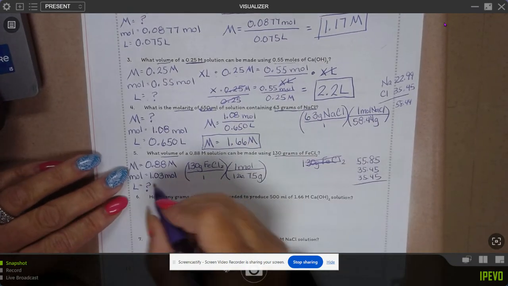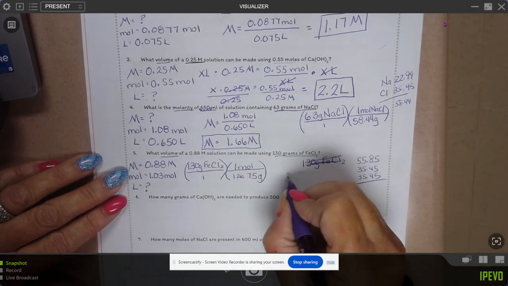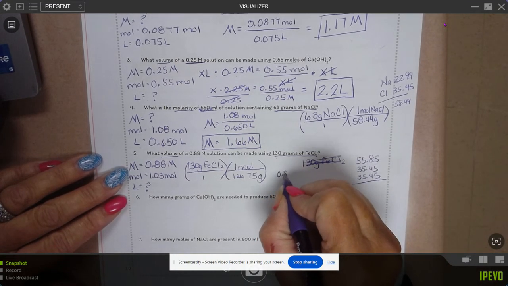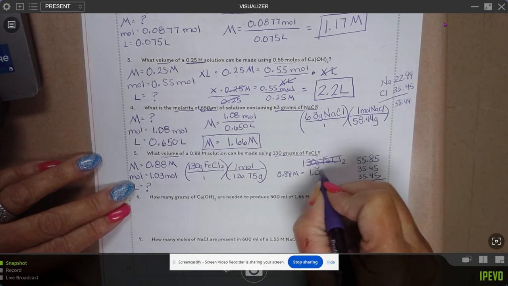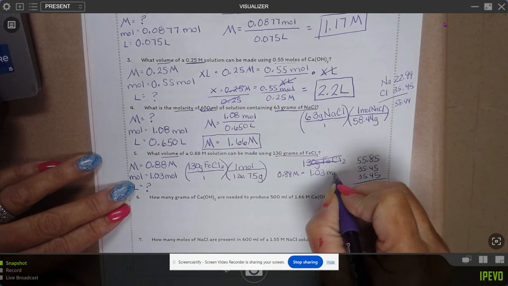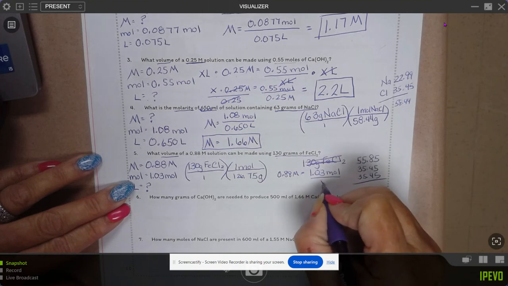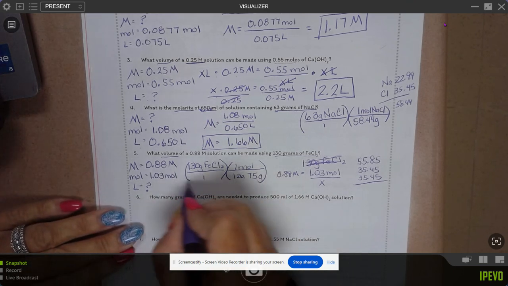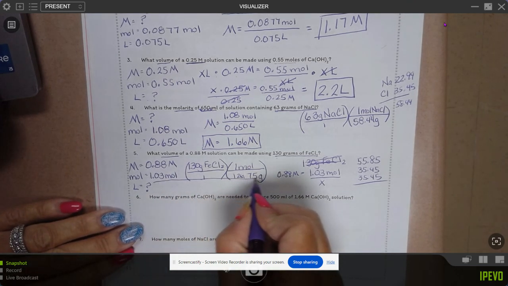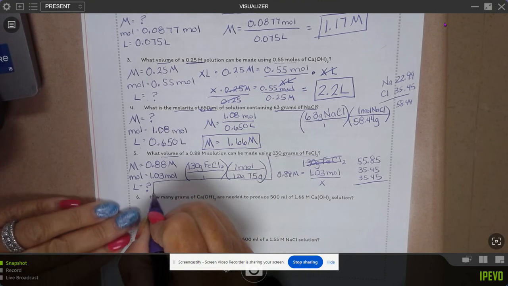Okay, now I didn't leave myself enough room to write here. So now I need to solve. So I'm going to try to do that over here. So 0.88 big M is equal to 1.03 moles over X. All right, so we have another one of those problems where the algebra can be a little bit tricky. So I'm going to kind of draw a box down here that I can work in.